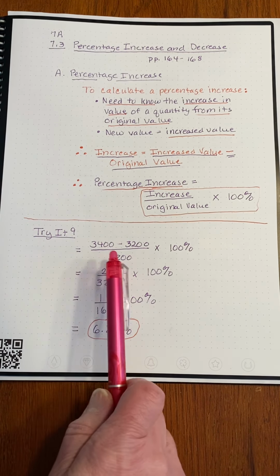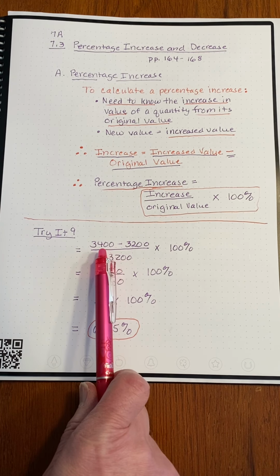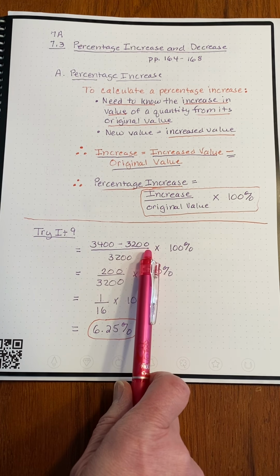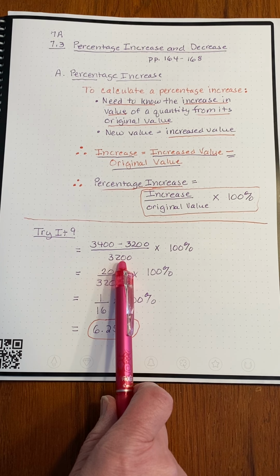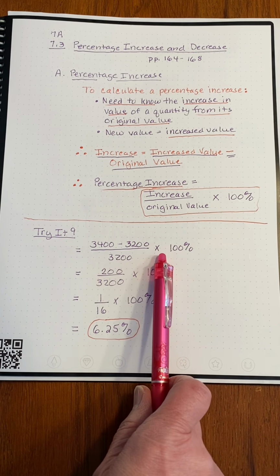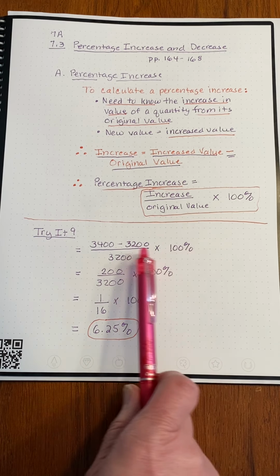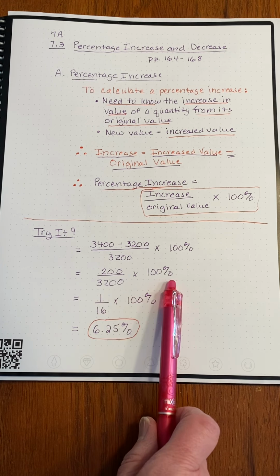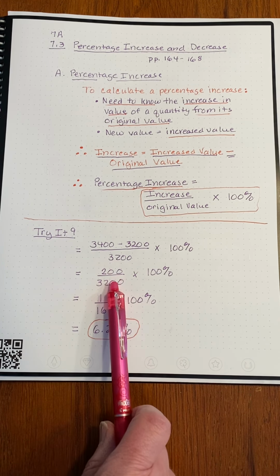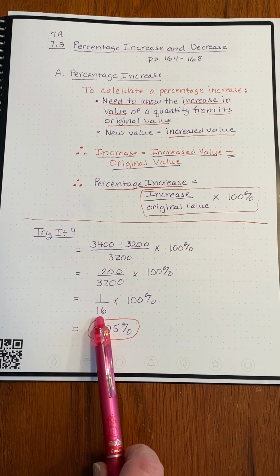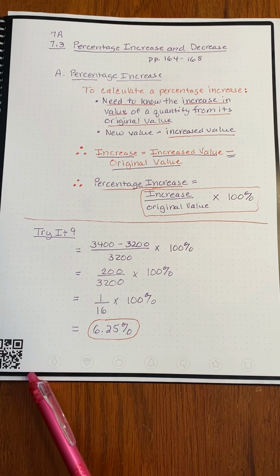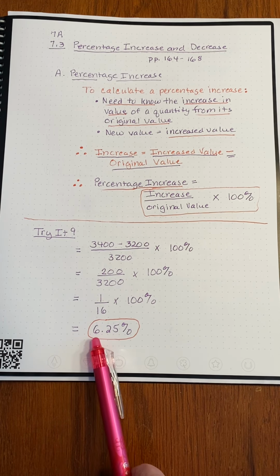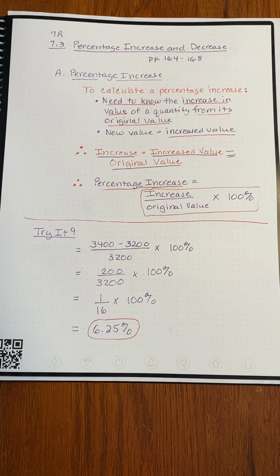So to find that increase, I would find the difference between the increase and the original as the numerator. I would put as my denominator the original, and I'm going to multiply it by 100%. So after I find the difference, that's 200 over 3,200 times 100%. Eliminating zeros and reducing the fraction, I have 1/16 of 100%. Putting that into my calculator, I calculate that to be 6.25% increase.